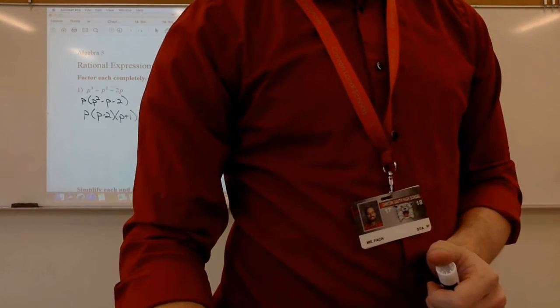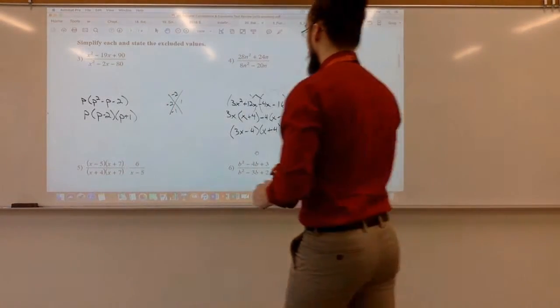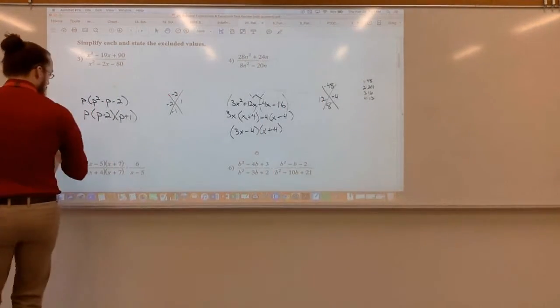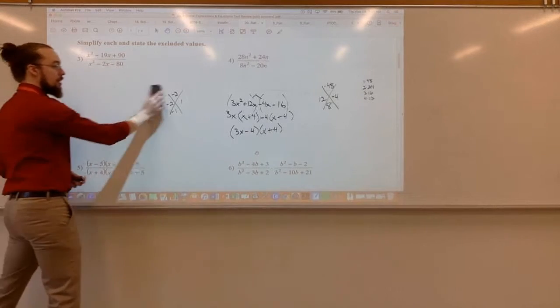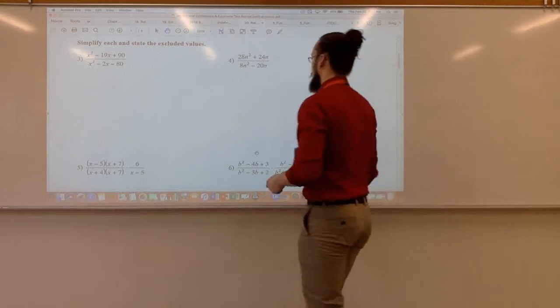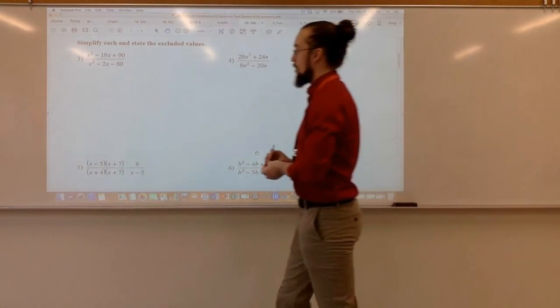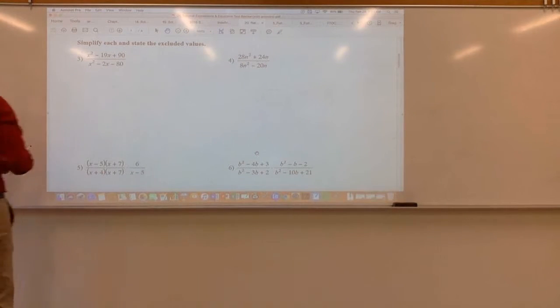All right. So then we got into some simplifying and multiplying and dividing. So to simplify rational expressions, this first one, I get x squared minus 19x plus 90 over x squared minus 2x minus 8.